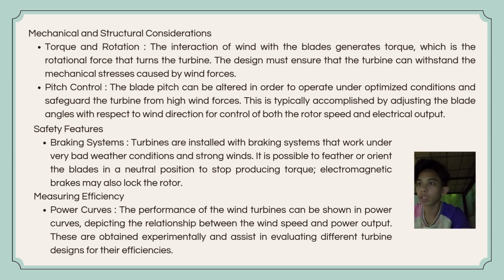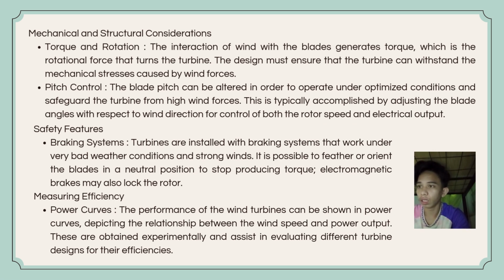The second one is safety features. The first one is braking systems. Turbines are installed with braking systems that work under very bad weather conditions and strong winds. It is possible to feather or orient the blades in a neutral position to stop producing torque, or electromagnetic brakes may also lock the rotor.